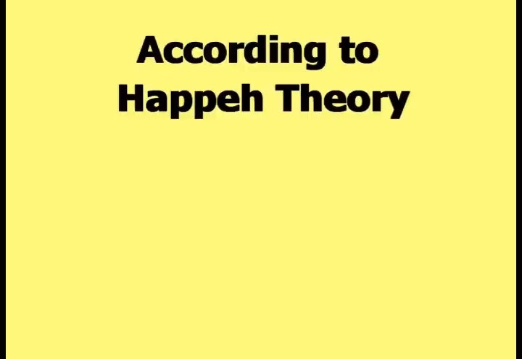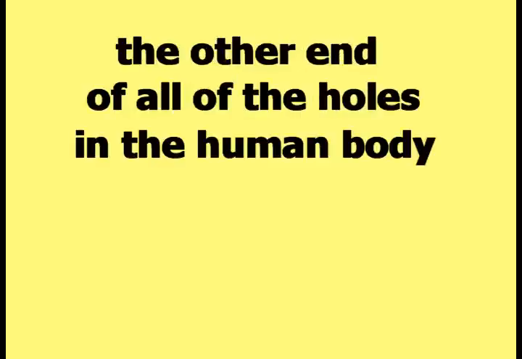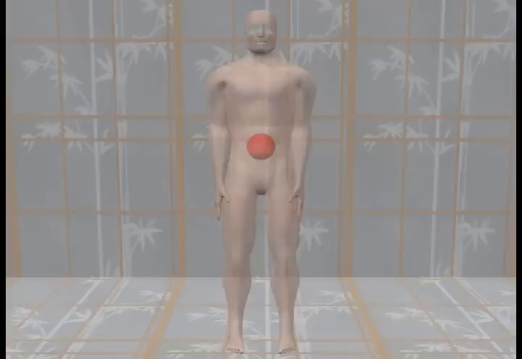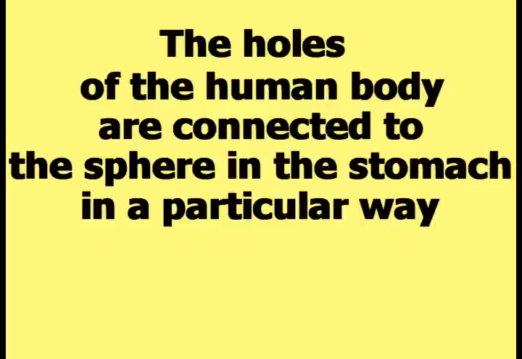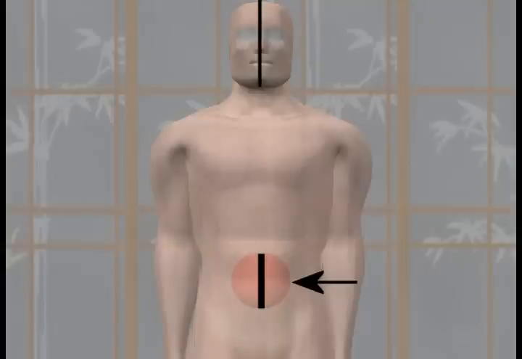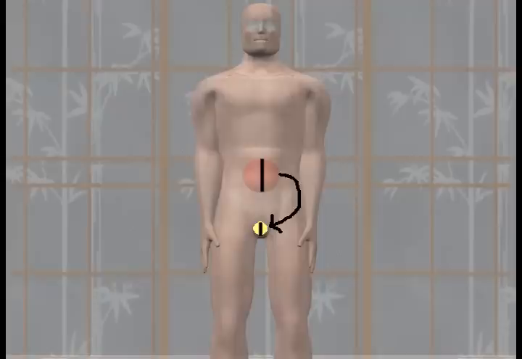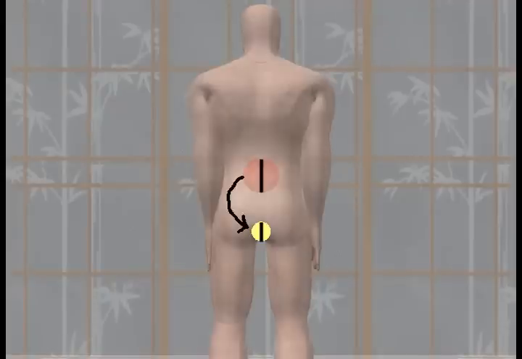According to Happy Theory, the other end of all of the holes in the human body behave as if they are attached to the center of the body, which for the purposes of this video will be treated as a sphere. The holes of the human body are connected to the sphere in the stomach in a particular way. The left side of the sphere in the stomach is majority connected to the left eye hole, the left ear hole, the left nose hole, the left side of the mouth hole, the left side of the urinary tract hole, and the left side of the hole in the buttocks.